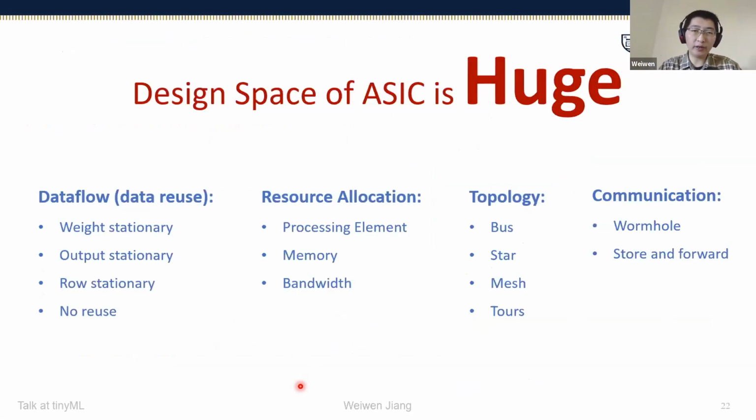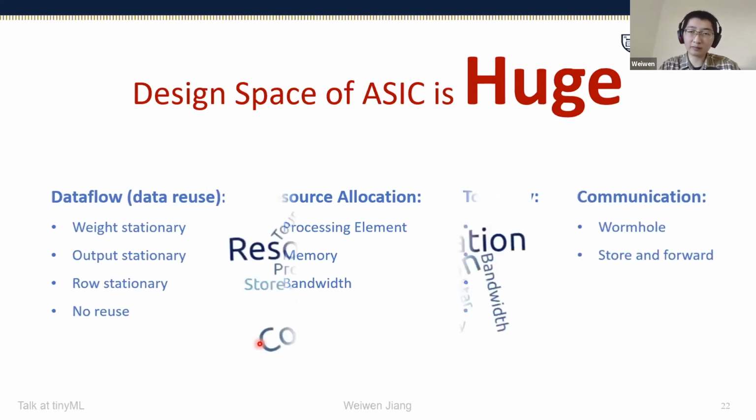However, the design space of ASIC is really huge. When designing an ASIC platform, we need to determine the dataflow, the resource allocation, the topology, and the communication. Furthermore, there are distinct sub-design specifications like the utilization of processing elements, the memory allocation, and the communication mechanisms. All these factors lead to a complicated and huge design space.